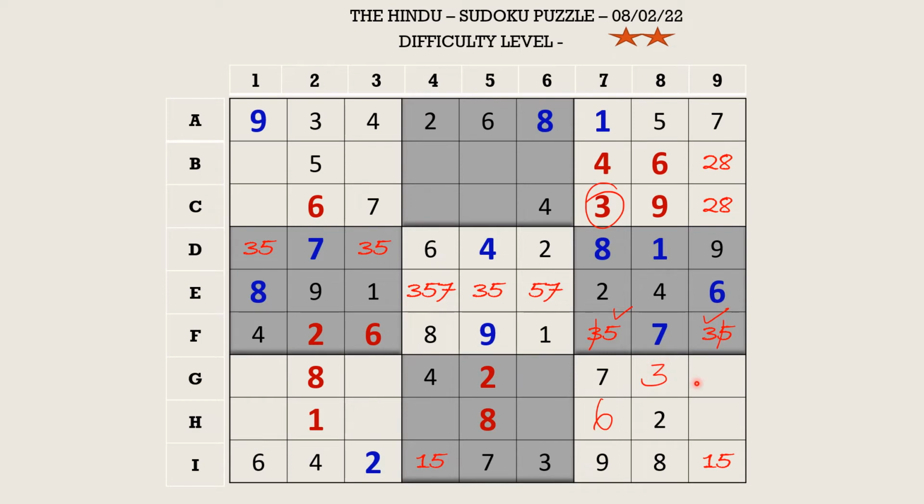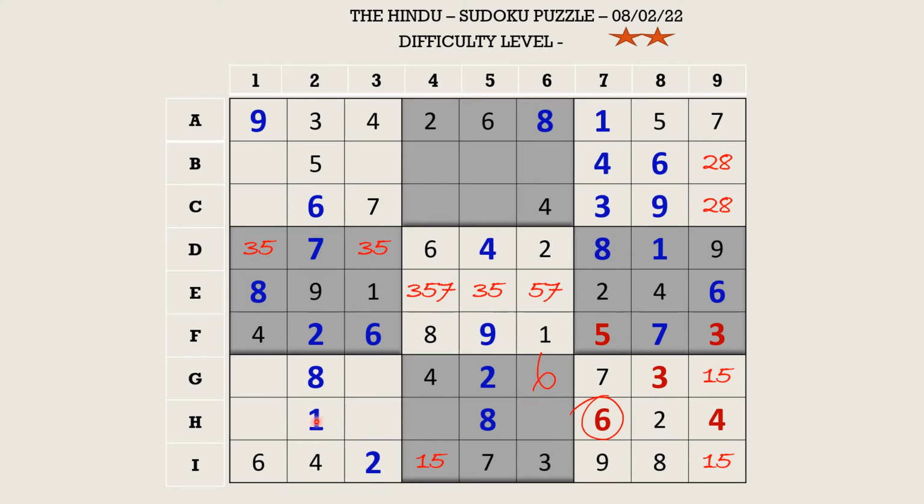Now here the missing numbers are 1, 4 and 5. There is a 4 in G row which blocks this cell. So 4 goes here in H9 and this cell takes a 1, 5 pair. So this 6 in H row blocks these two cells. So G6 takes 6.